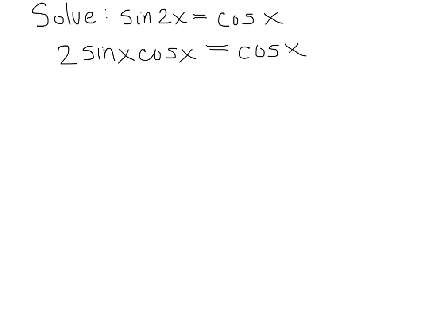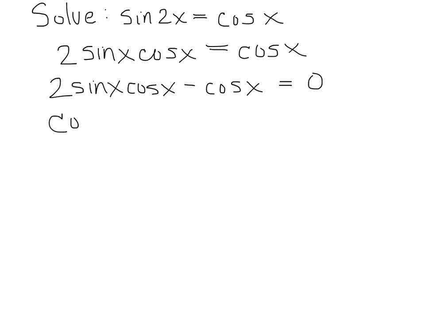Now, from here we need to use our equation solving skills. We're going to subtract the cosine of x to the left side. We get 2 sine x cosine x minus cosine x equals 0. In order to solve this, we can factor out the GCF, which is cosine x. Taking the cosine x out, we have 2 sine of x minus 1 equals 0.